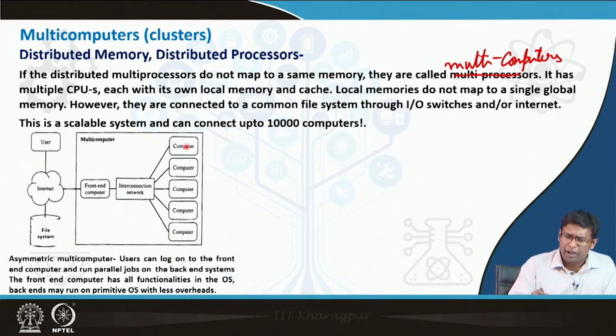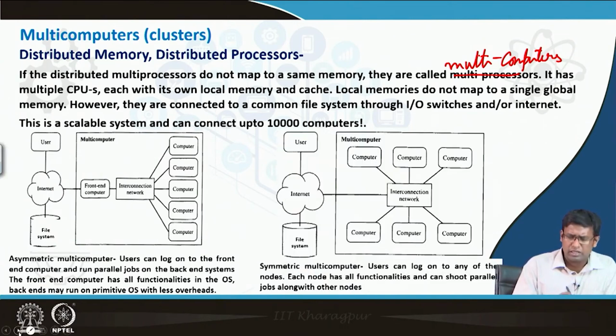Each of these computers has its own memory, and they are connected through the interconnect network and the front-end computer to a file system where each of the computers' data can be written down. But while operating, they operate only on the local memory given to them, and they do not point to a single common address space. And this is an asymmetric multi-computer.